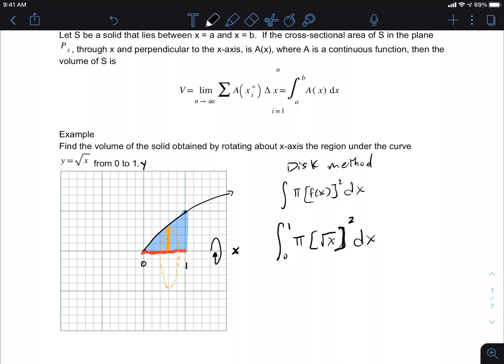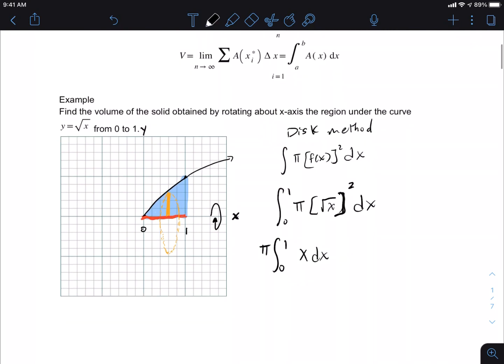Now from here, we can clean this up. Pi can come out. I'm going to go from 0 to 1. Root of x squared is x dx. Then when I take the integral, I'm going to get x squared over 2 times pi evaluated from 0 to 1. And so I'm going to get 1 half pi. And I should go units squared because... Oh, units not squared. Units what? Cubed. We're talking about volume.